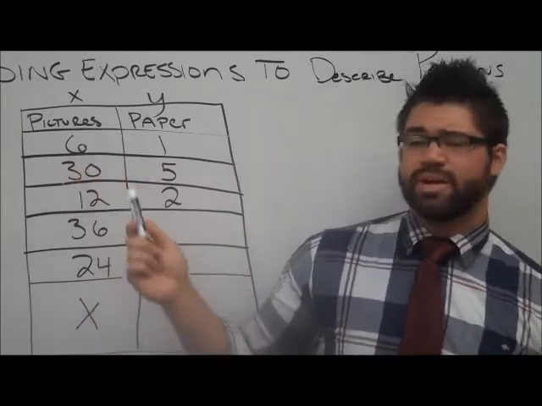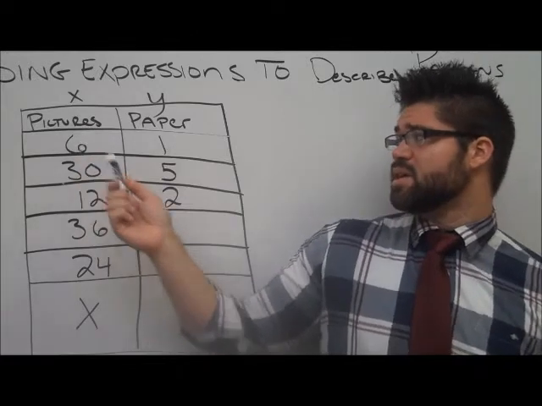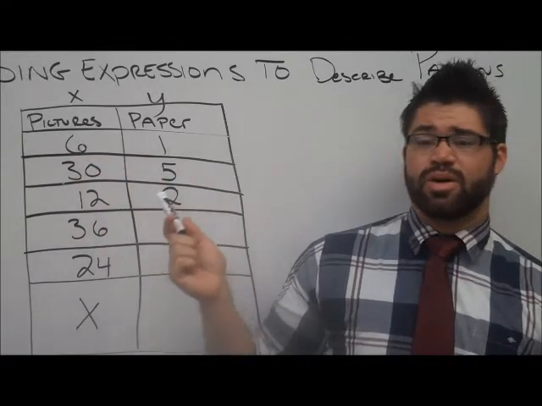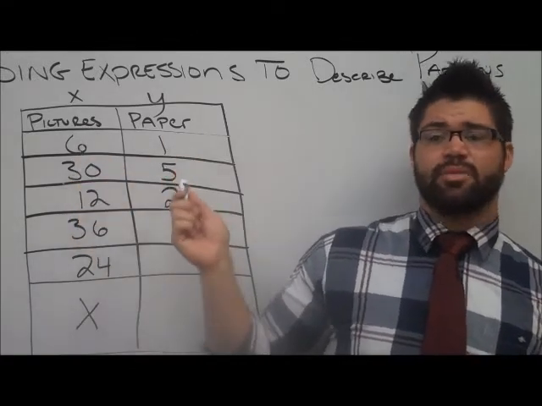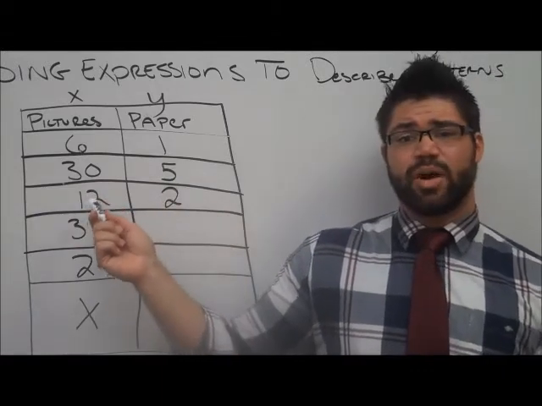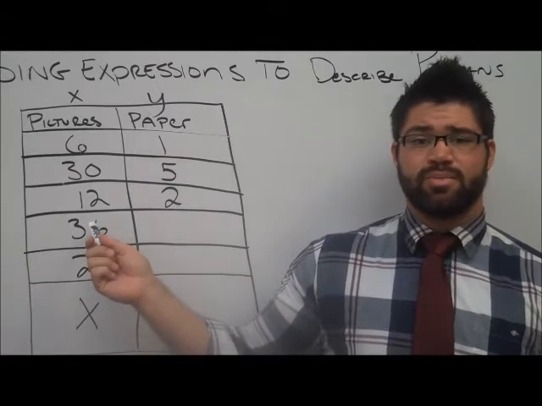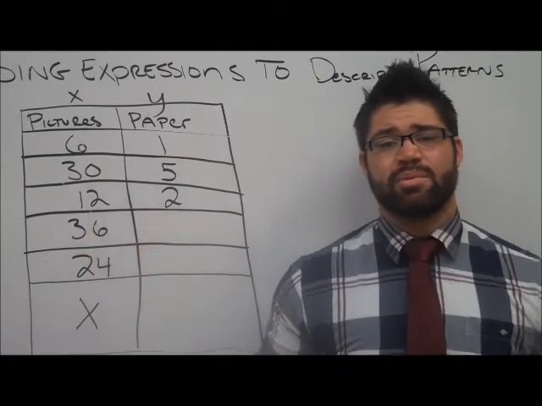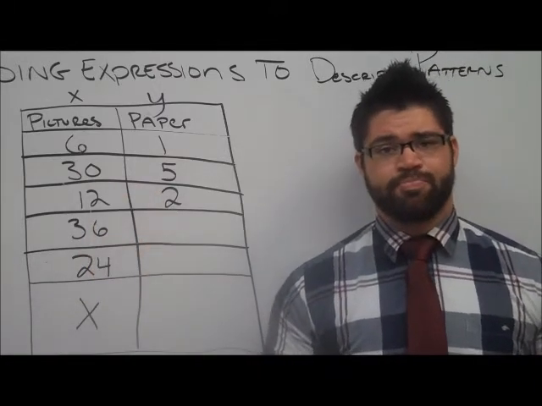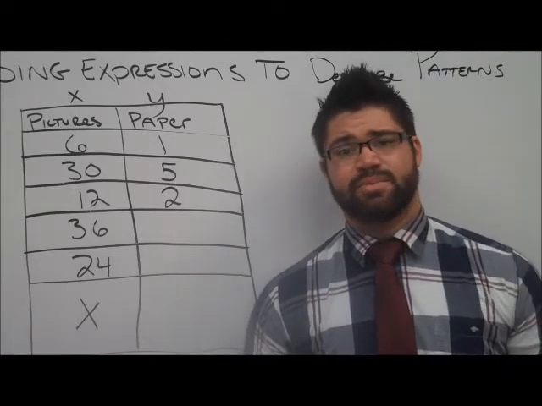So what we know is that when we input 6, we're going to get an output of 1. When we input 30, we're going to get an output of 5. When we input 12, we're going to get an output of 2. So now we need to answer, if we're going to input 36, what's our output going to be? How many pieces of paper are they going to use? Well, we can solve this just by finding a simple pattern.